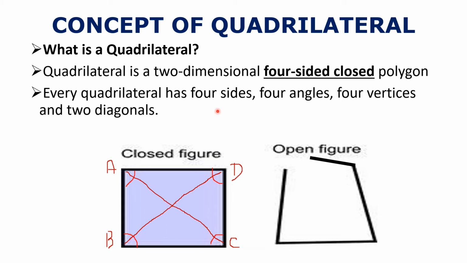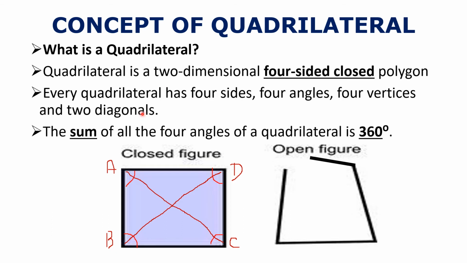The last property of a quadrilateral is that the sum of all the four angles of a quadrilateral totals 360 degrees. Sum means total. In mathematics, sum means total. Like somebody asks, what is the sum of 2 and 3? The sum of 2 and 3 means 2 plus 3 equals 5. Okay. So, is it clear?